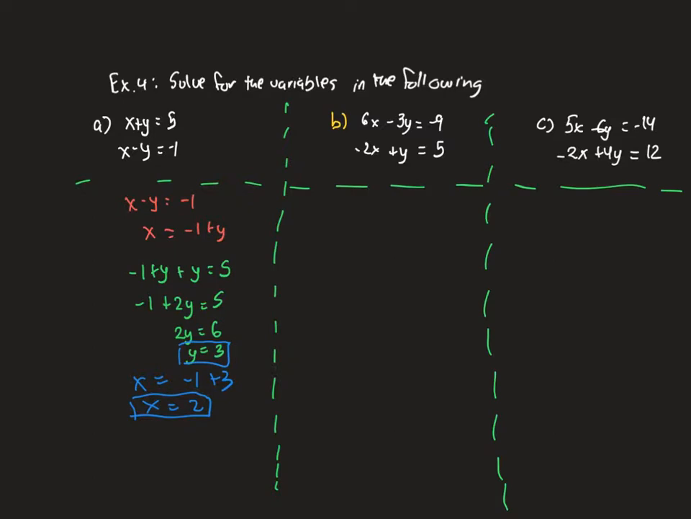Alright, so let's take a look at the second one. You can use either one. I'm going to choose to use this one, but it's perfectly fine whichever one you choose. And I'm going to choose to isolate my y. Remember, you always want to try to isolate for the one that takes you the least amount of time. So y should be 5 plus 2x. Okay, so that's one variable. Put it into the other one, so you've got 6x minus 3 times (5 plus 2x) is equal to -9.